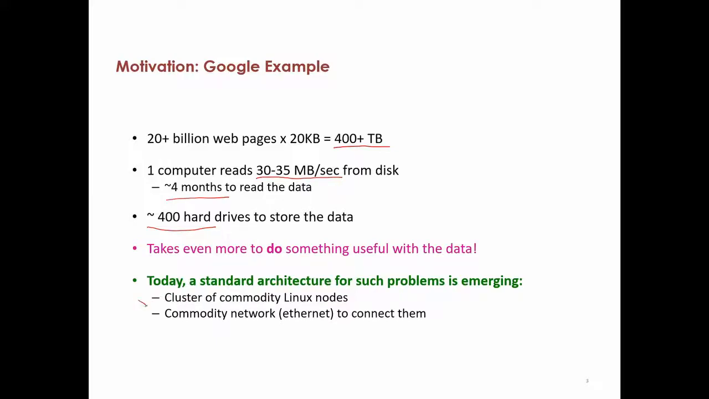So a useful architecture that has come up is a cluster of commodity, let's say Linux nodes. You could just have these at your own data center, or you could get a set of commodity Linux nodes on the cloud. You can rent it on the cloud for processing, and these are connected over your standard commodity Ethernet network. And let's say this is the hardware that you want to use to process the data.